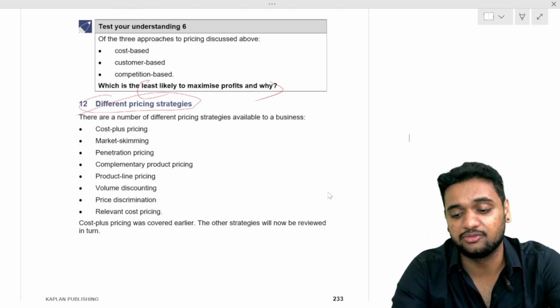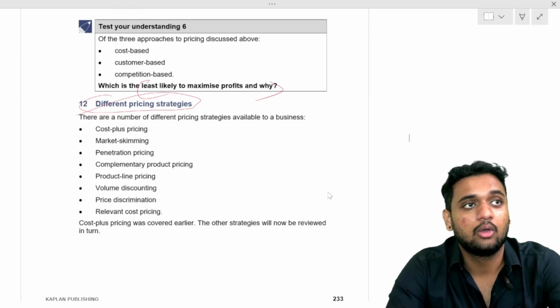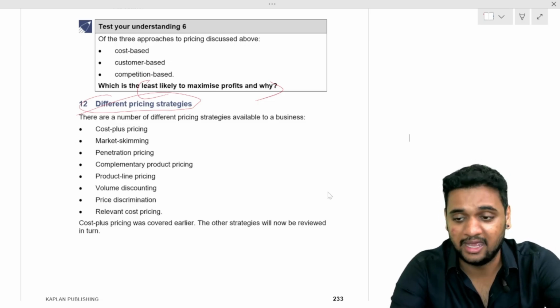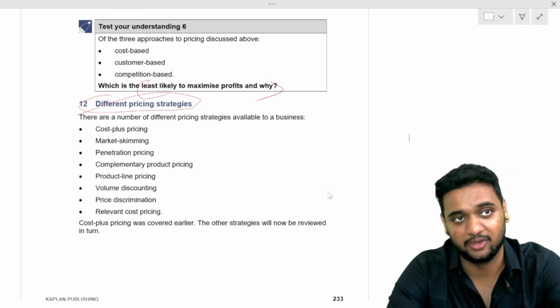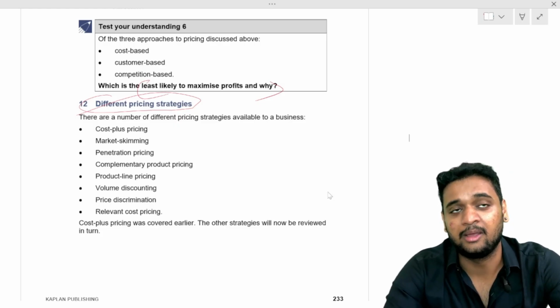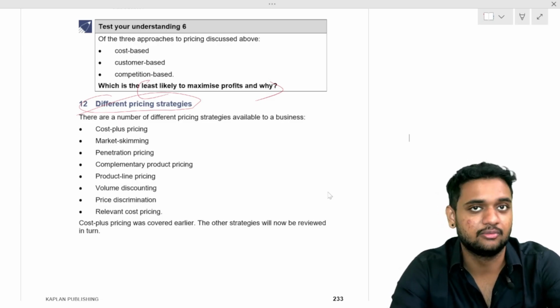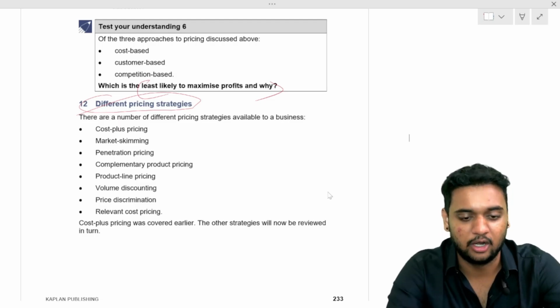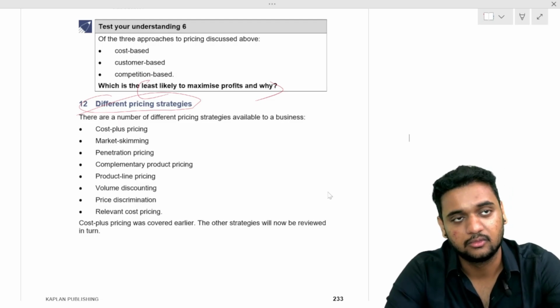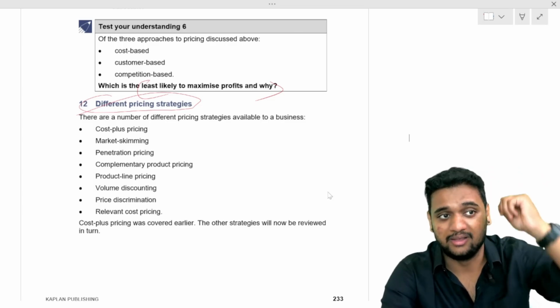Sometimes what happens is, with the PS5, if you buy it now, the PS5 will be expensive, but the games which you buy online will be cheaper. Sometimes the console will be very cheap, but the games will be very expensive. Based on that, one product complements the other product. Understood? That is complementary product pricing.